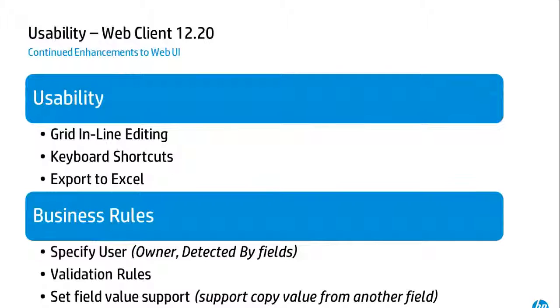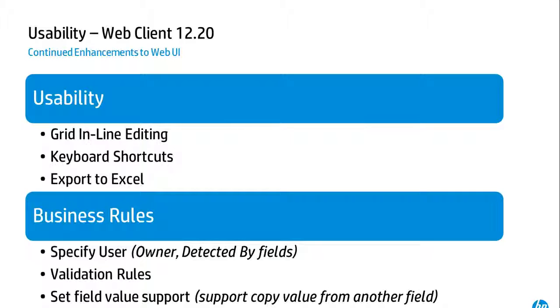So what are some of the specific changes that came along with our 12.2 deliverable? I've pointed out a couple of these already. One is the inline editing, so the fact that within the grids now you can actually type and use the drop-down values to select and make changes.